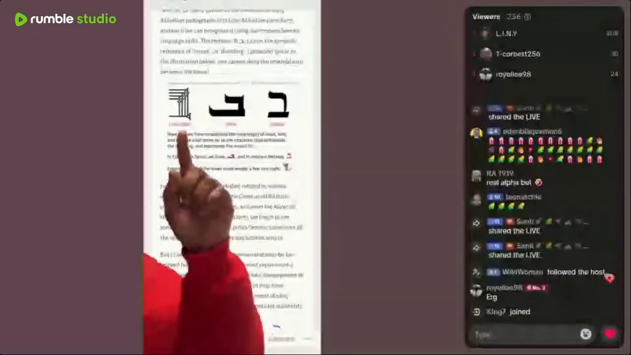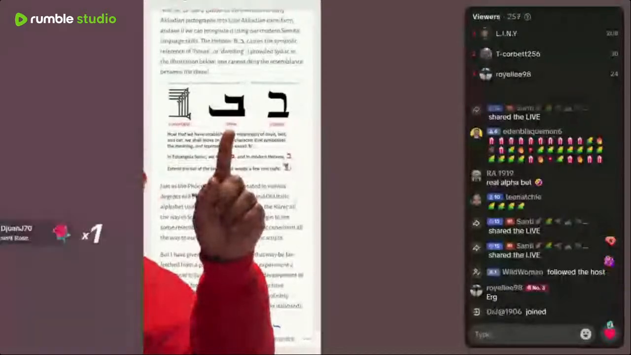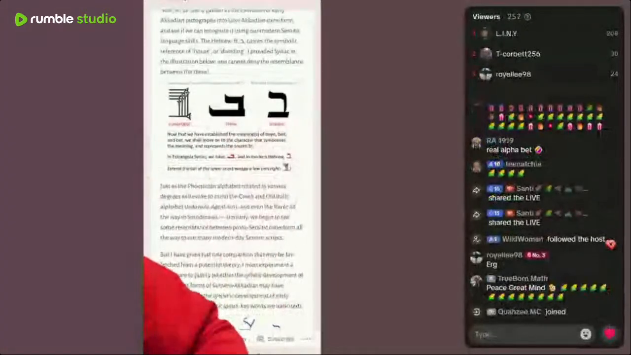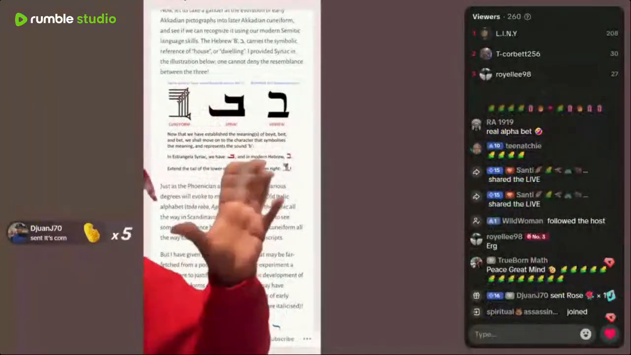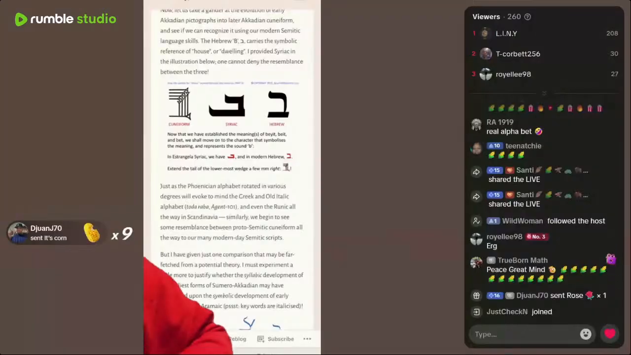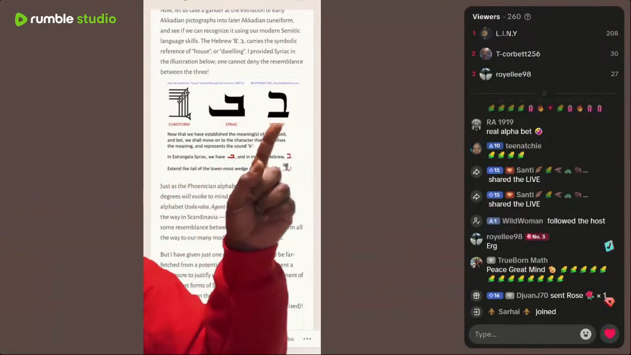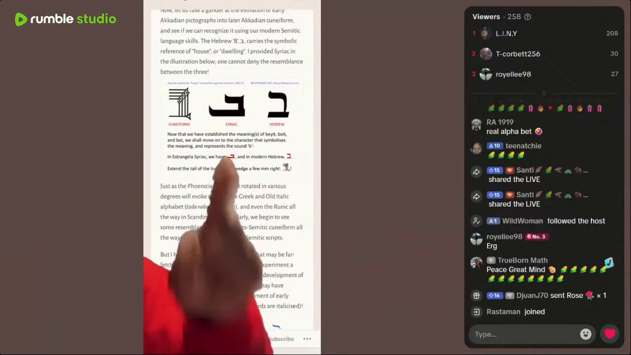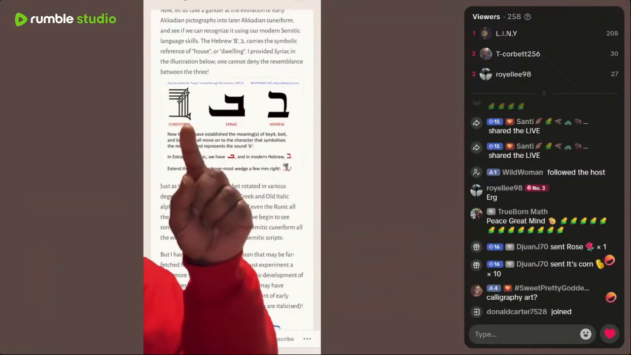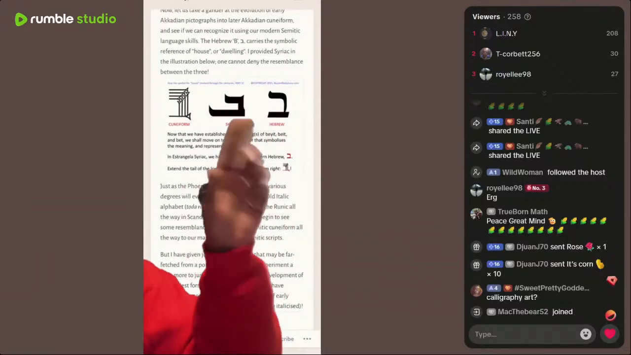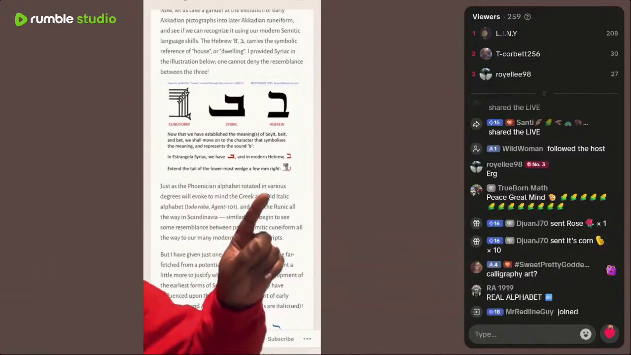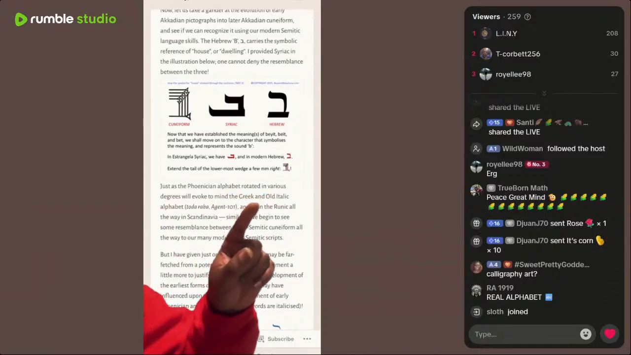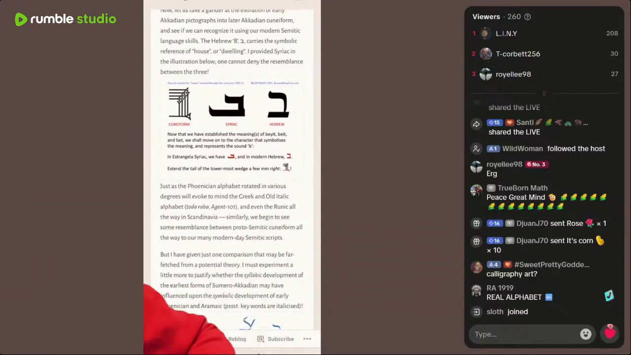Bet. Cuneiform bet. Syriac bet. Hebrew bet. Same thing, just switched around with the little spikes, making it look like it's way harder than what it is. But this comes from old languages of our old language. I'm finna show you. They go bet in Sumerian, Syriac, and late Hebrew. Just as the Phoenician alphabet rotated in various degrees will evoke the mind of Greek and old Italic alphabet, right? Let's keep going.